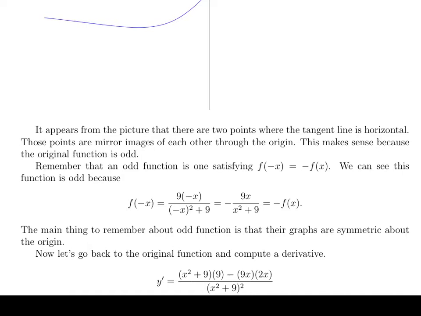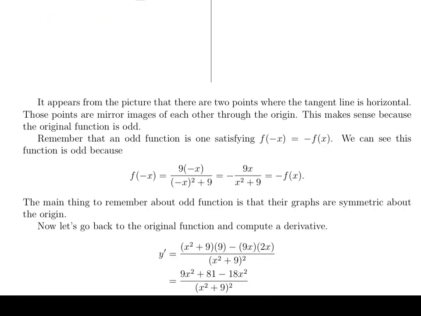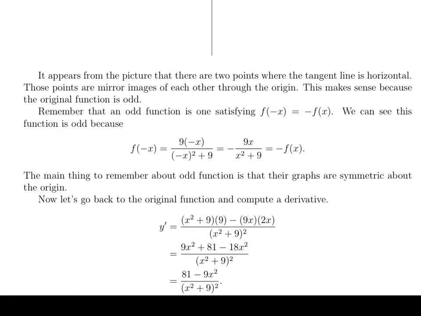Okay, so let's do a little simplification now. So if we distribute the 9, we'll get 9x squared plus 81, and then the 9x times 2x turns into 18x squared, still with the minus sign in front of the 18. Now let's simplify a little. So after we simplify, we'll get 81 minus 9x squared over x squared plus 9 quantity squared. So this is our derivative, and we're trying to see where the tangent line is horizontal, so we want this derivative to equal 0.